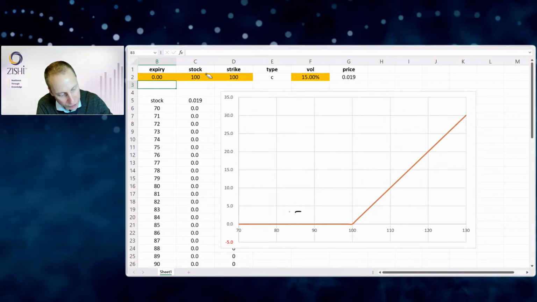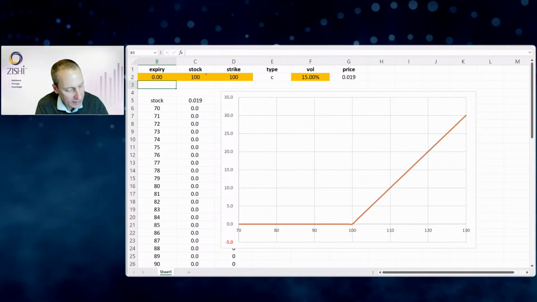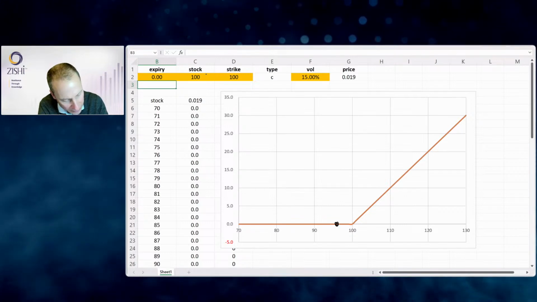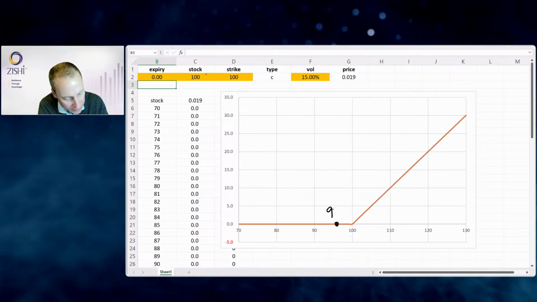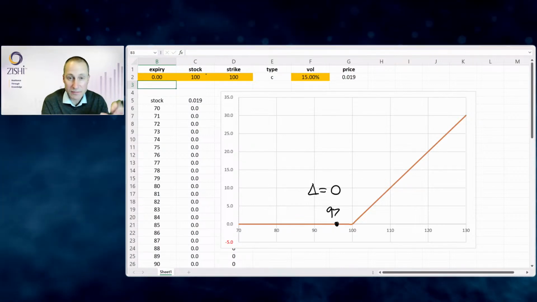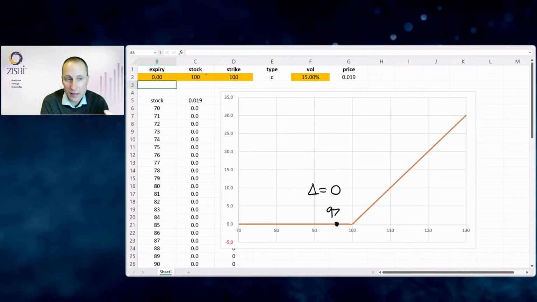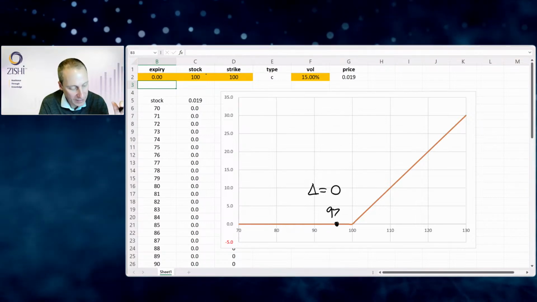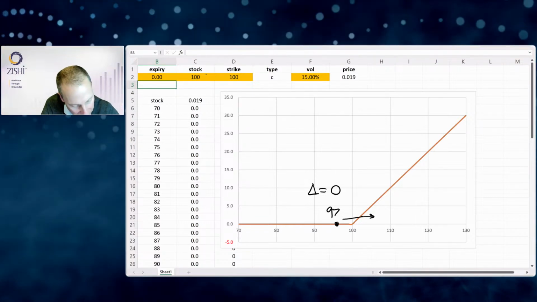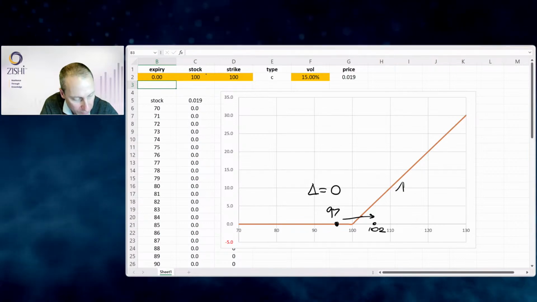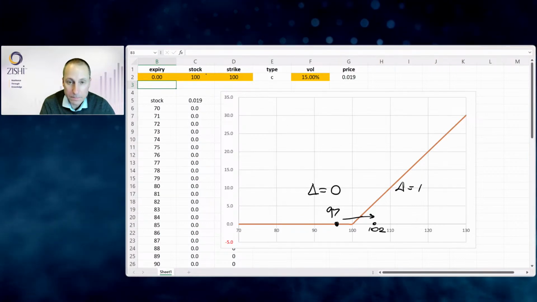Now imagine you're a trader here, and we start the day, and the stock is trading down here at, let's say, 97. And your delta is 0, your option is dead. You have no hedge against it, so you've not traded any stocks against it. And then we get a big move up in the stock. So let's say the stock goes up to 102. Now your delta is 1.